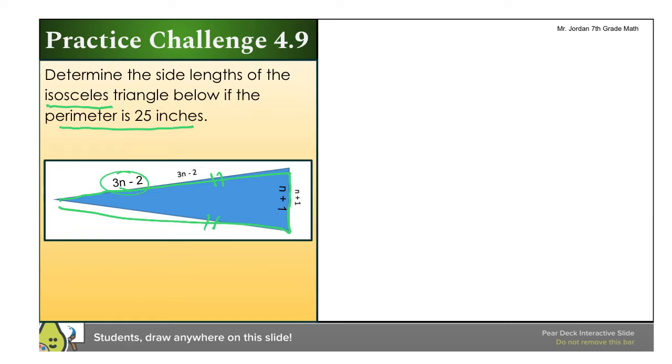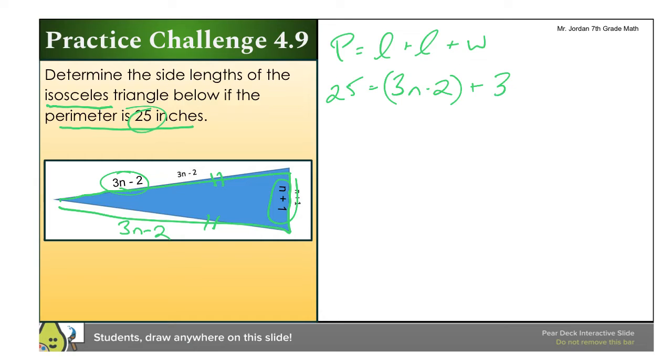If we have 3n minus 2, that means that this side is also 3n minus 2, and this side is n plus 1. So the perimeter is going to be length plus the width. So we're going to have 25 inches, which is the perimeter, it tells us here, is equal to 3n minus 2 plus 3n minus 2 plus n plus 1.